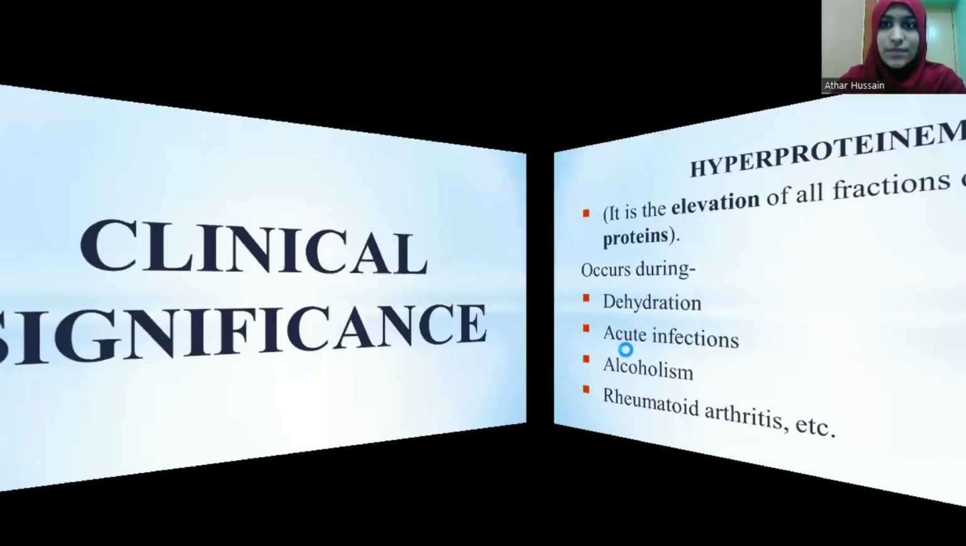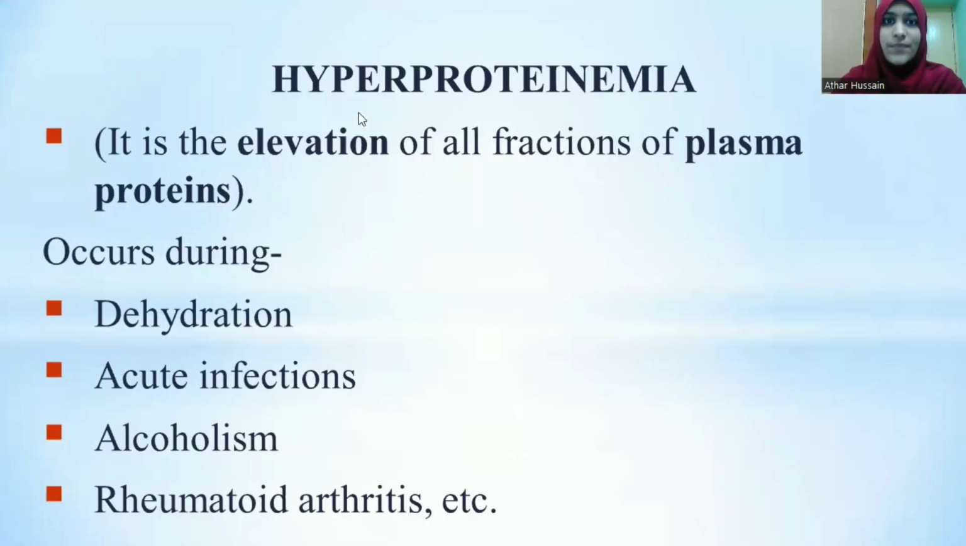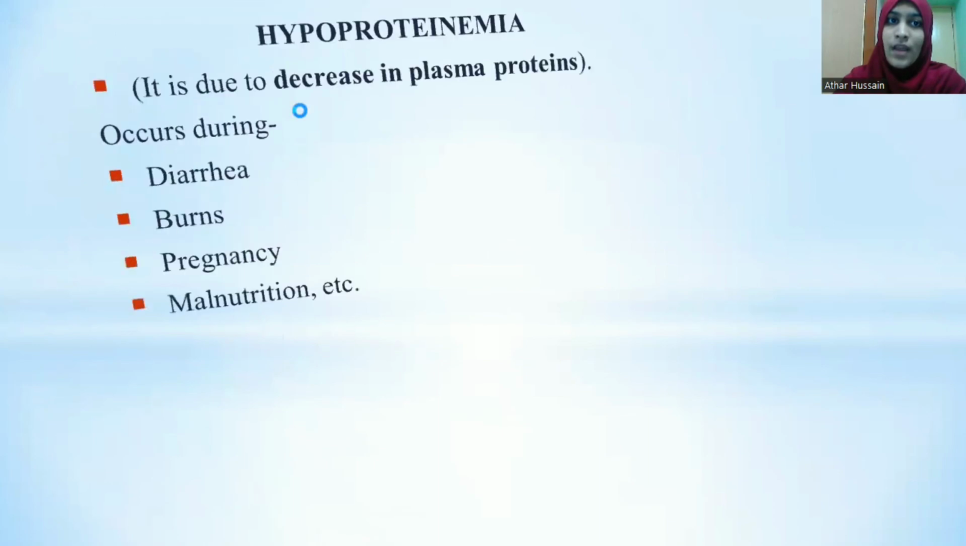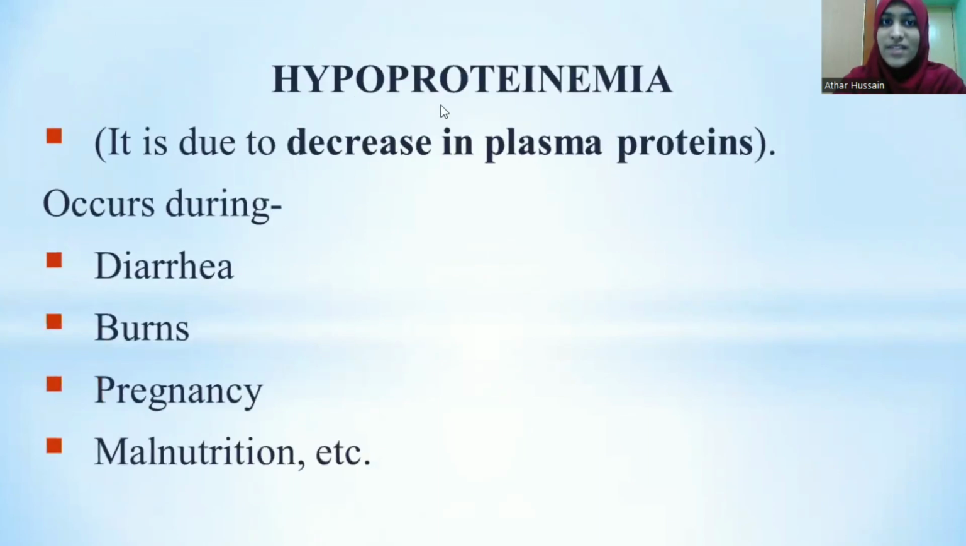Clinical significance. Hyperproteinemia. Hyper in the sense more. It is the elevation of all fractions of plasma proteins. How does this occur? When does this occur? This occurs during dehydration, acute infections, alcoholism, rheumatoid arthritis, etc. Coming to hypoproteinemia, hypo in the sense less, that is decreased. So this is due to decrease in plasma proteins. When does this occur? This occurs during diarrhea, burns, pregnancy, malnutrition, etc.